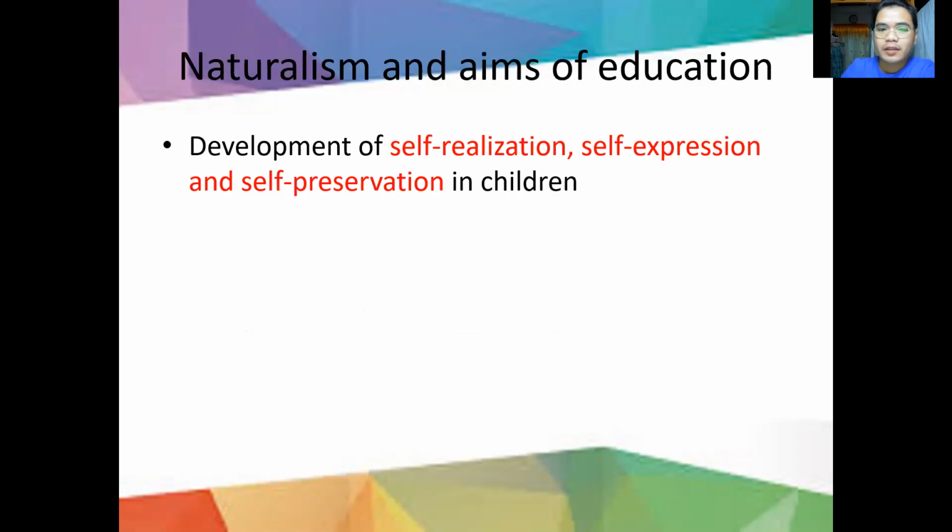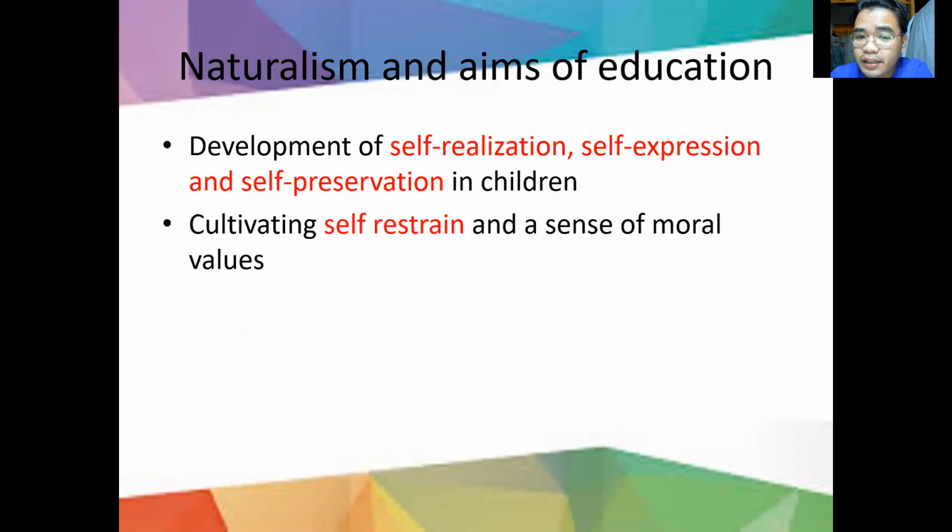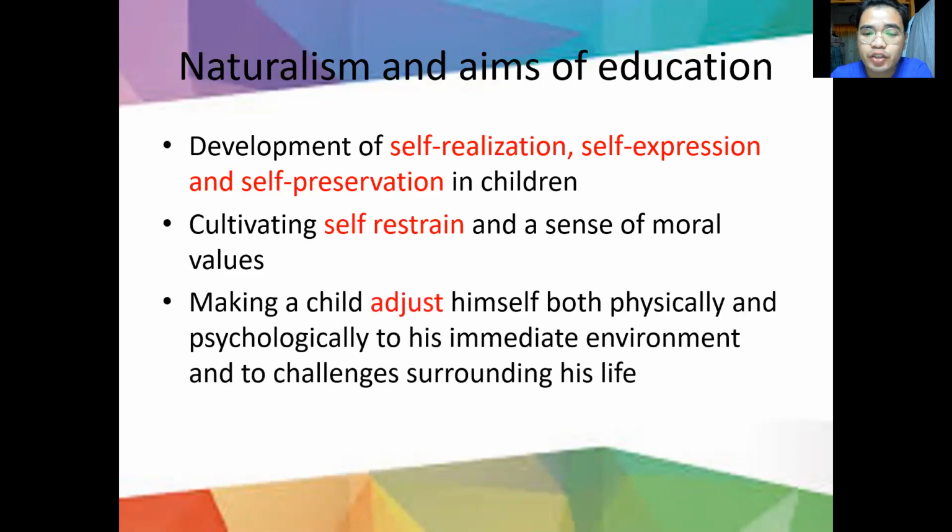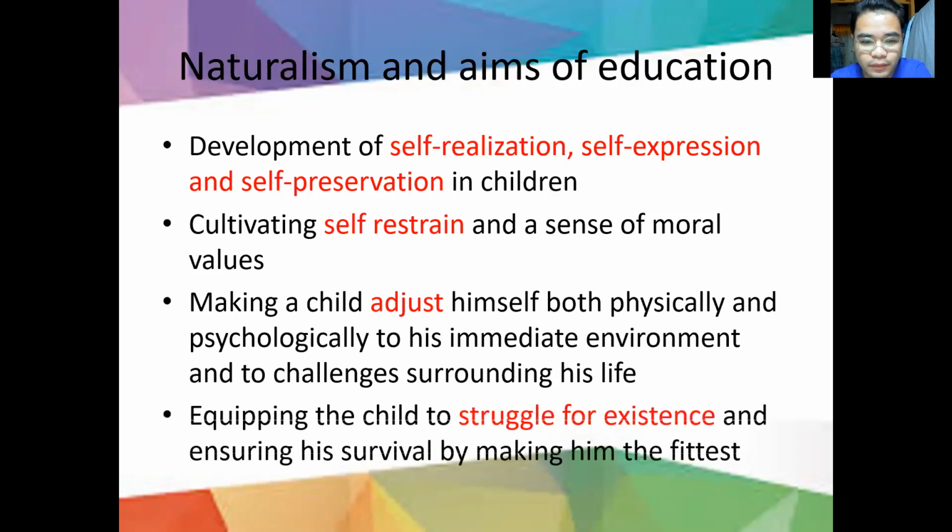So, naturalism and aims of education. It aims at the development of self-realization, self-expression, and self-preservation in children, cultivating self-restraint and a sense of moral values, making a child adjust himself both physically and psychologically to his immediate environment and to the challenges surrounding his life, and equipping the child to struggle for existence and ensuring his survival by making him the fittest. Okay, so basically developing the child: development of self-realization, self-expression, and self-preservation.